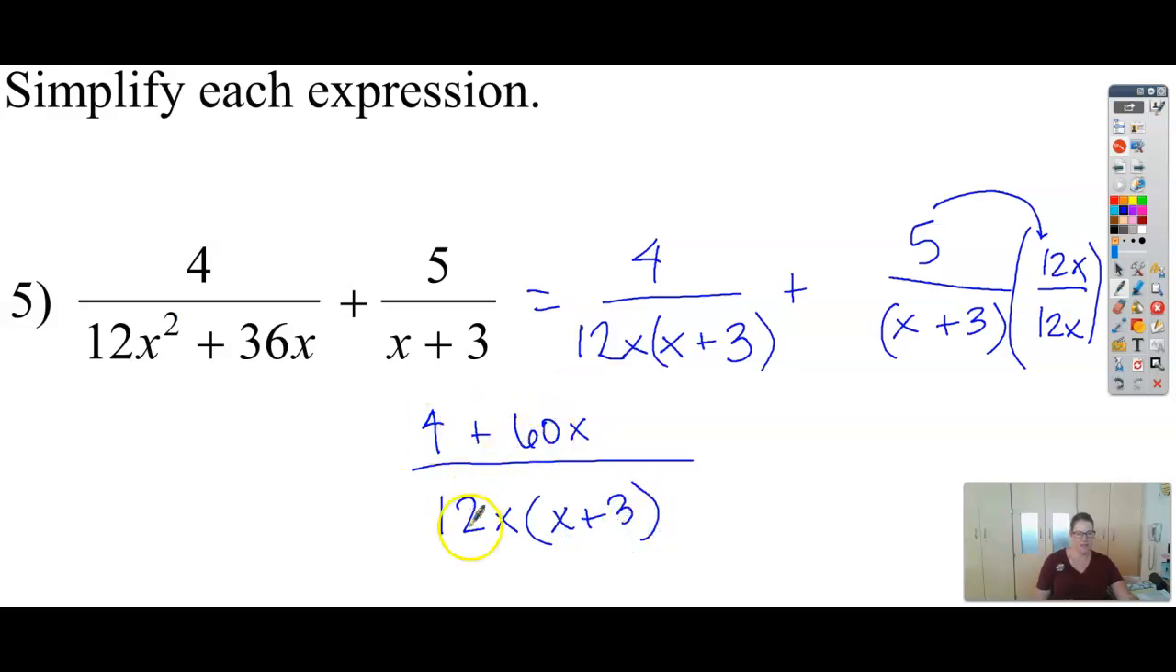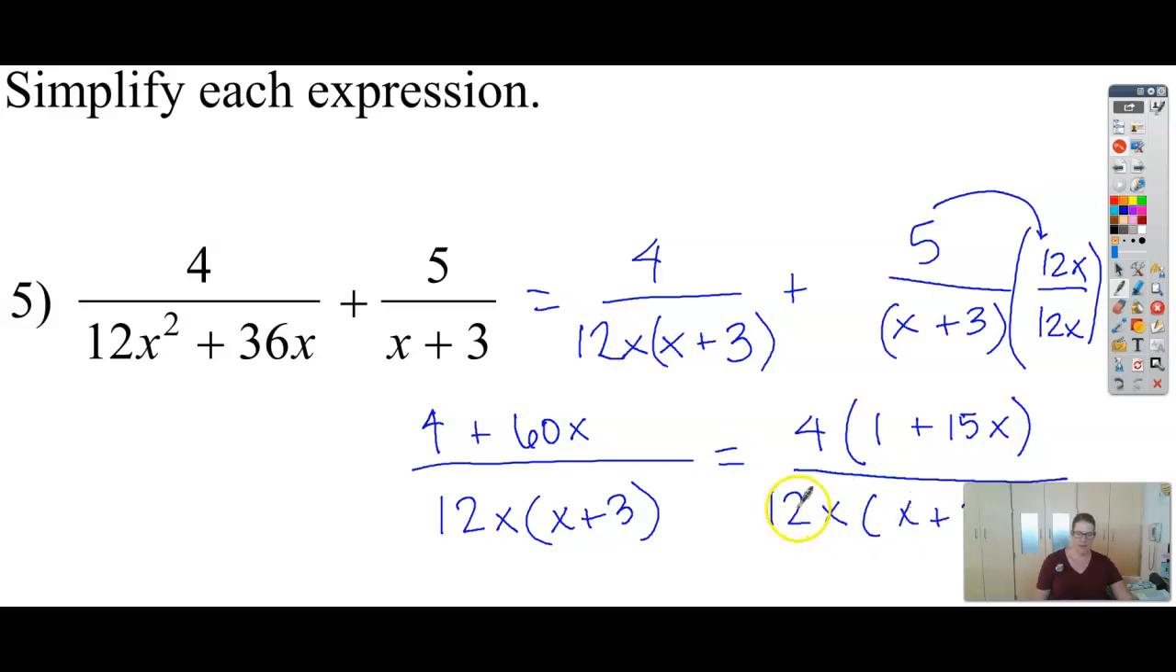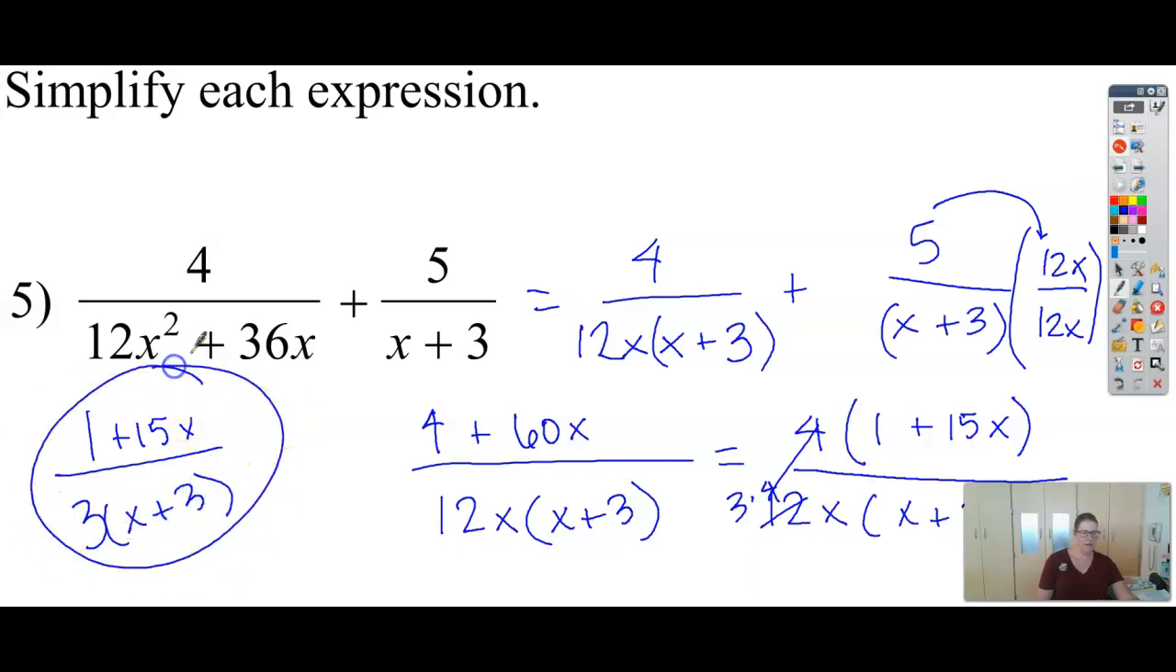Now I see that 4, 60, and 12 all have common factors, so I am going to pull that 4 out on the top, which will leave 1 plus 15x. And then I'm going to reduce the 4 over 12, because that's 3 times 4, right? So the 4's will cancel. I'll be left with 1 plus 15x divided by 3 times x plus 3. Okay, so that would be as simplified as I can get it right now.